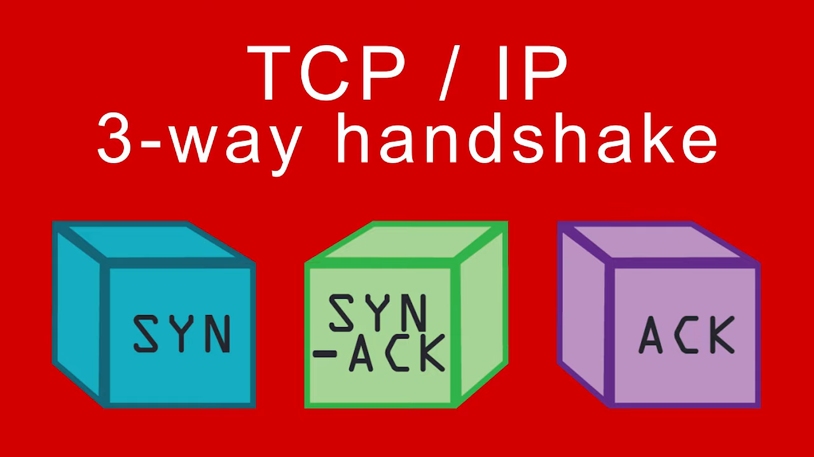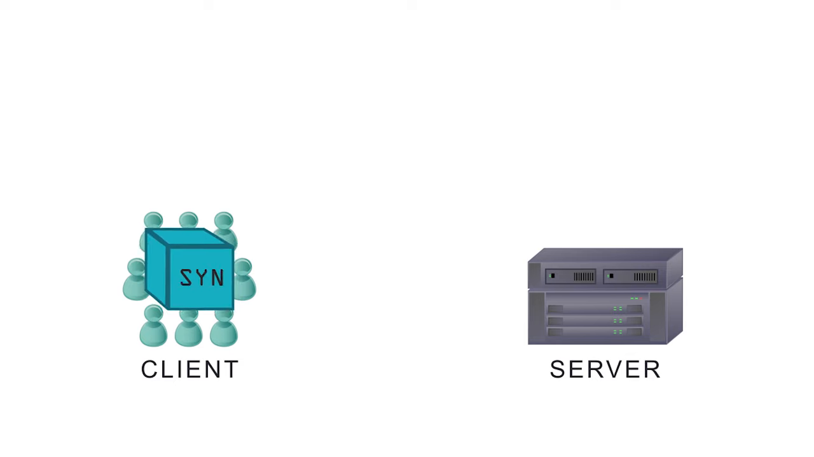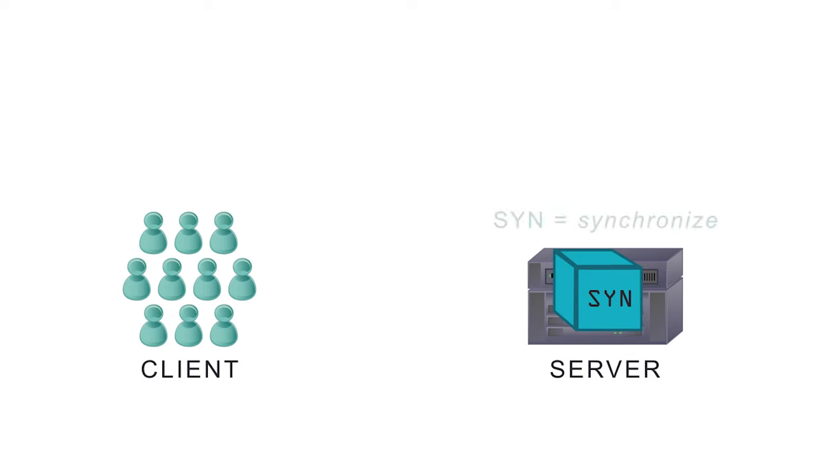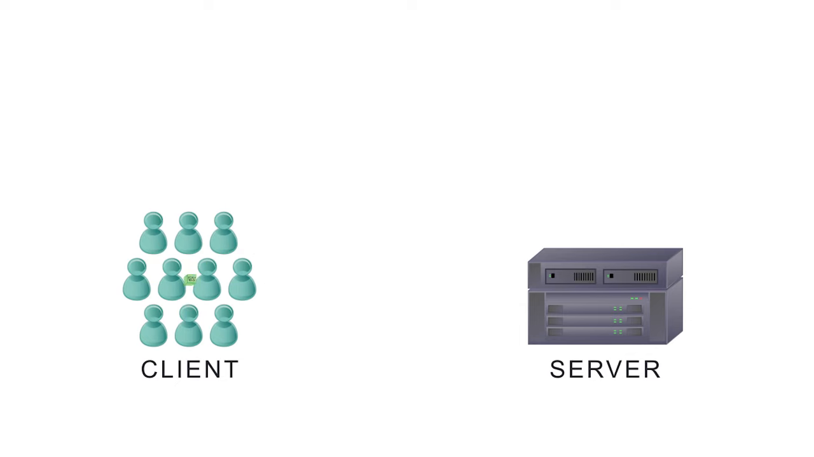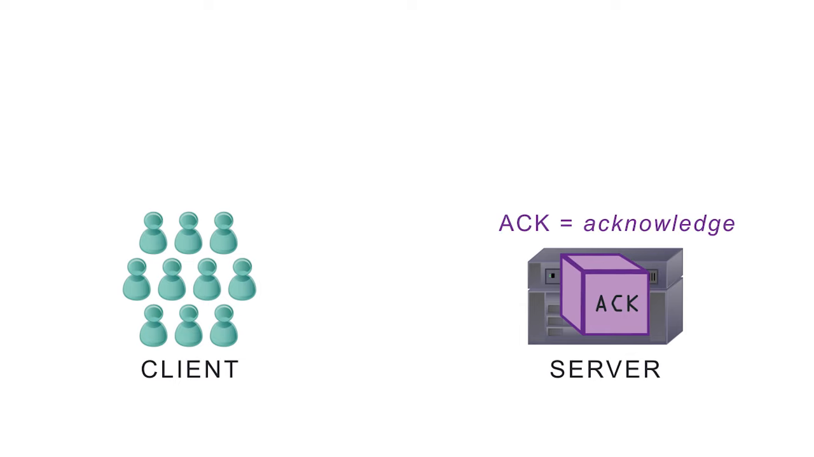Here's how the handshake works. The client sends a SYN packet to the server, indicating its intention to synchronize or start a conversation. The server returns a SYN-ACK packet, acknowledging the SYN request. The client then sends an ACK packet, acknowledging the SYN-ACK, and waits for further communications.